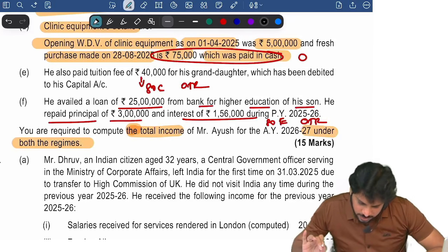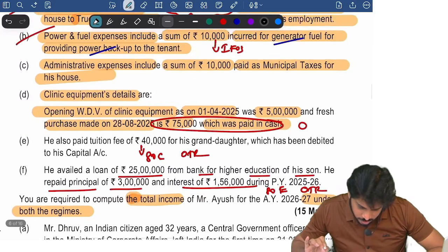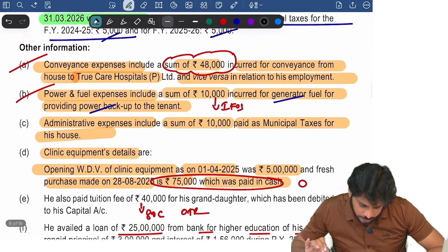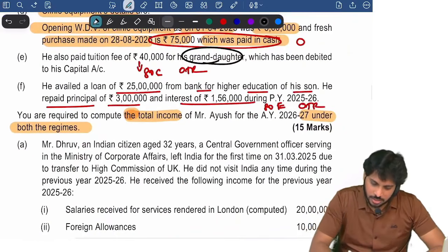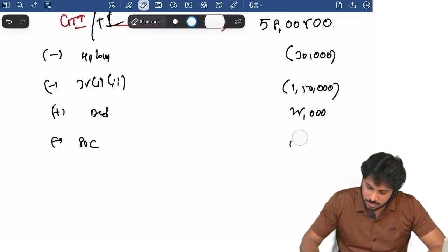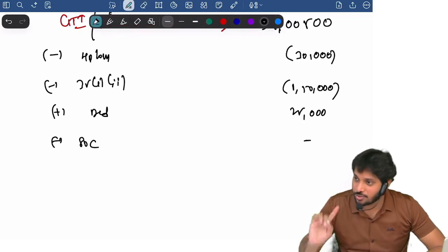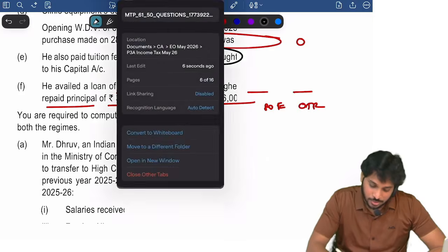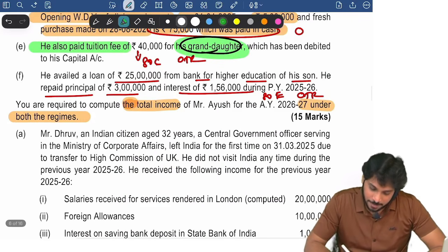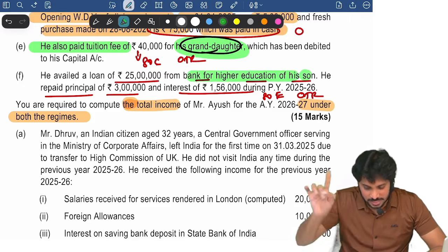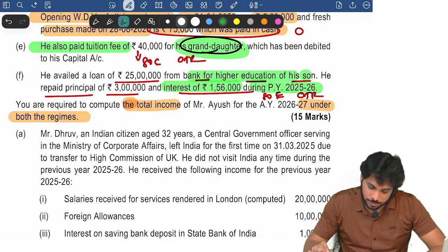Wait. It was for grandchildren. Where is it? No. Only children allowed. Yeah. Very good observation. Granddaughter is not allowed. So be careful. You have to read the entire sentence. Tuition fee for granddaughter, correct? And higher education for his son. Son is allowed. Interest 1,50,000 rupees is what paid.